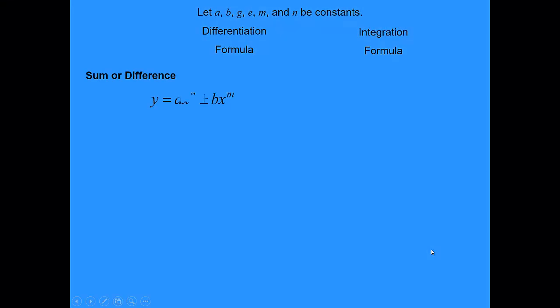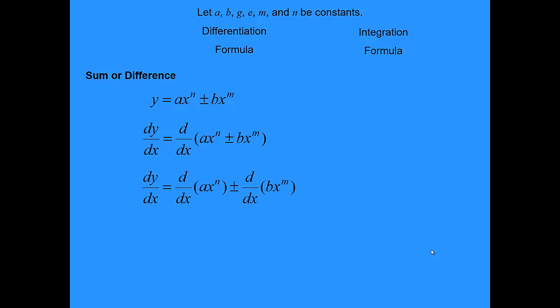Sum or difference, right? The derivative of a sum or a difference is the sum or difference of the derivatives. Right? So the derivative of ax to the n plus or minus bx to the m, where n and m are different constants, because otherwise you could put the terms together, they'd be like terms. So we could take the derivative of ax to the n plus or minus the derivative of bx to the m. The derivative of a sum or difference is the sum or difference of the derivatives. And just to go through the rest of it, we can factor out the a and the b and then multiply by the exponent, subtract 1 from the exponent.